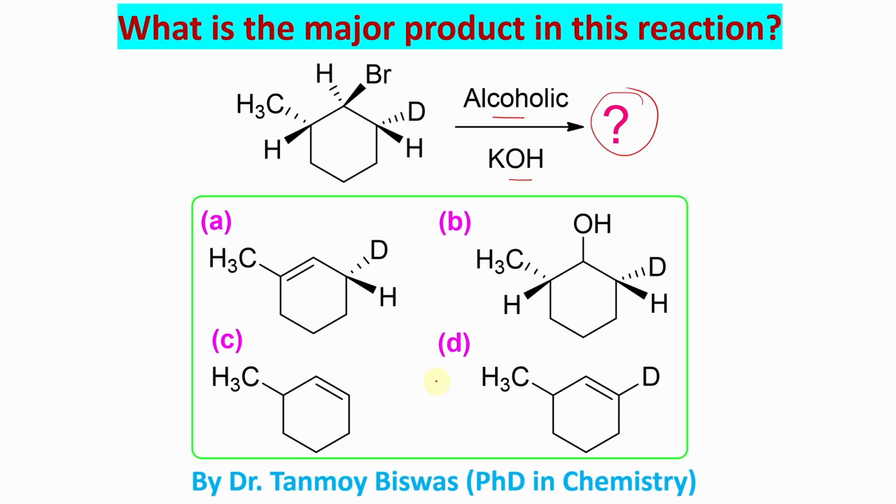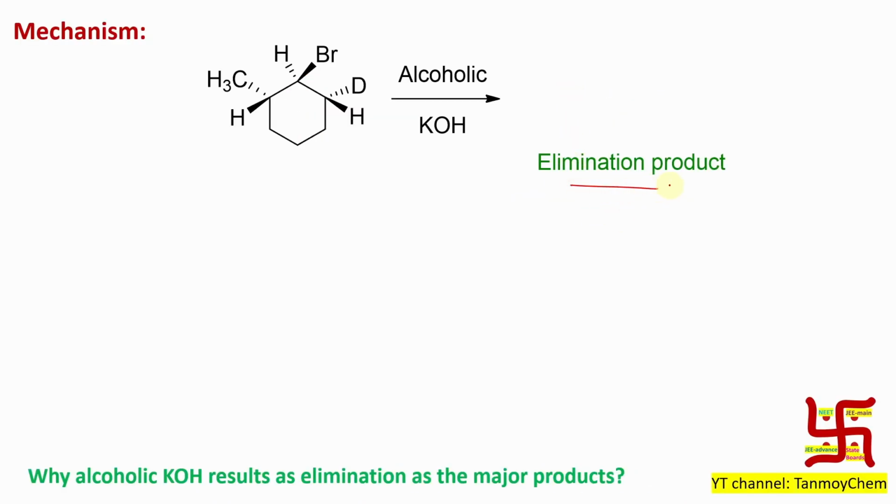Now you can see four options, but before going into details, let's learn a little bit stepwise, because here stereochemistry is associated, meaning you can expect three chiral centers. So let's learn how the reaction will take place and what the product will be. By the way, remember that alcoholic KOH results in an elimination product. The reason I shall discuss after some time.